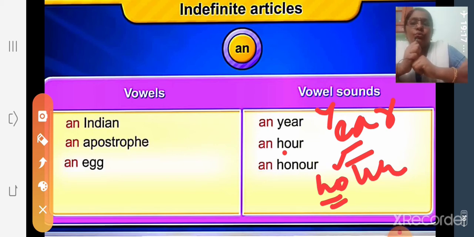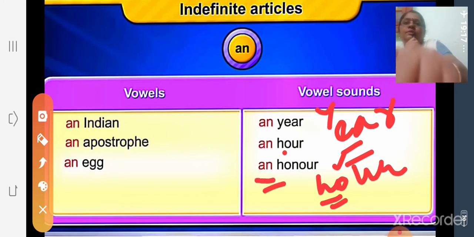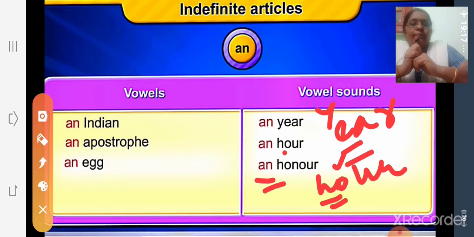Then next is also honor. It's not "honor", it's "onor", O sound, vowel sound. H is silent here. That is why an is used. Okay, so the consonant H, Y silent in these words, which are pronounced just like hour, ear, honor, etc.